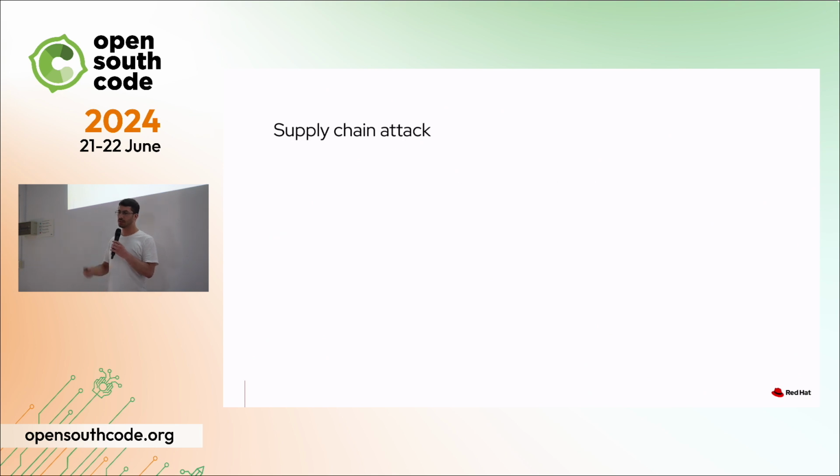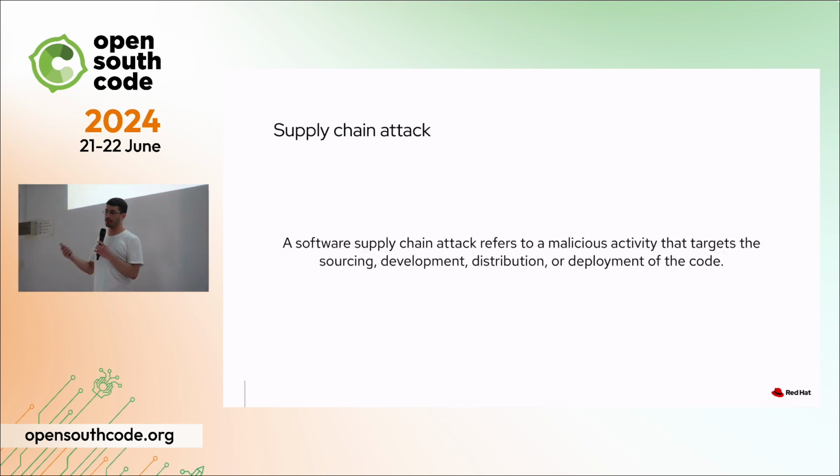So starting with the supply chain attack, what it is in general. A supply chain attack is defined as any malicious activity that targets the sourcing, the development, the distribution, and the deployment of the code itself. So the point is that this is a kind of attack that is not looking into specific vulnerabilities about an API maybe or something like that, but is more like a vulnerability in moving the code from one place to the other, trying to find the weak link in between that long chain.